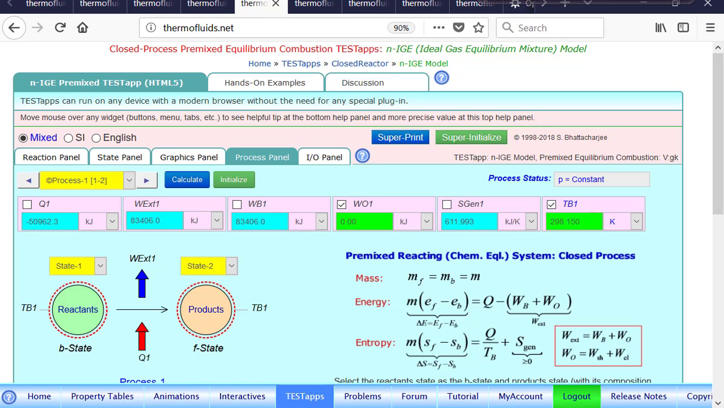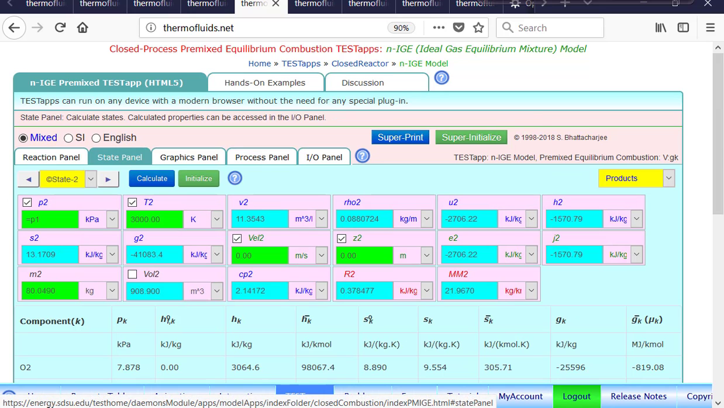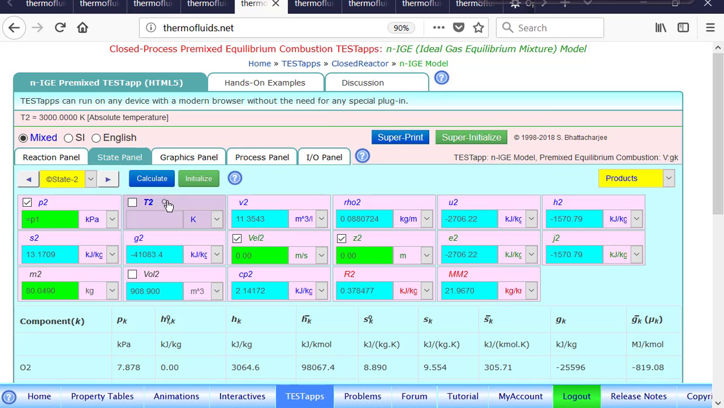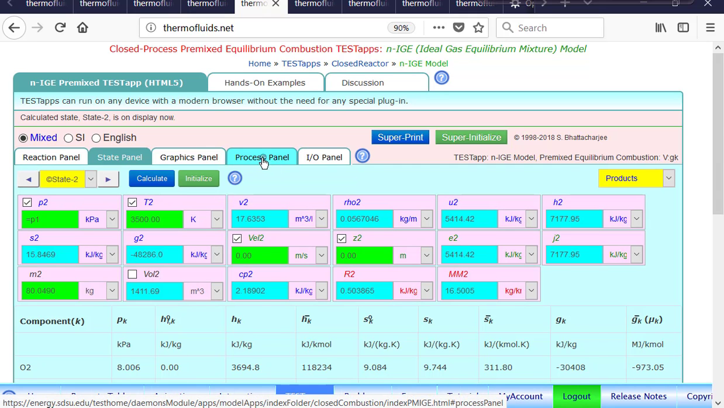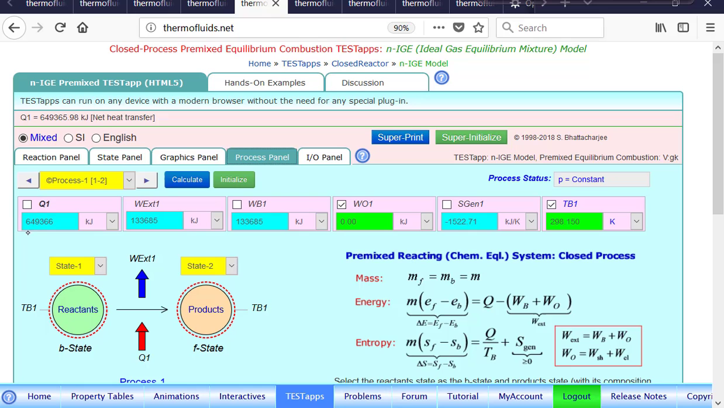To find the adiabatic temperature, we have to do trial and error. We have to go back here and say, you know what, maybe the temperature is not 3000, maybe it's 3500. Of course, the composition is recalculated. You come back here and it's updated. Look, this is not positive, Q is positive. So the adiabatic temperature will be somewhere between 3000 and 5000 Kelvin. Notice that the boundary work is automatically calculated because the process is a constant pressure process.